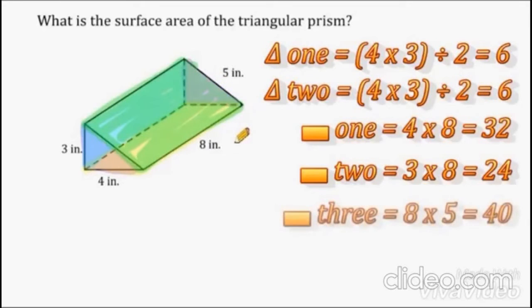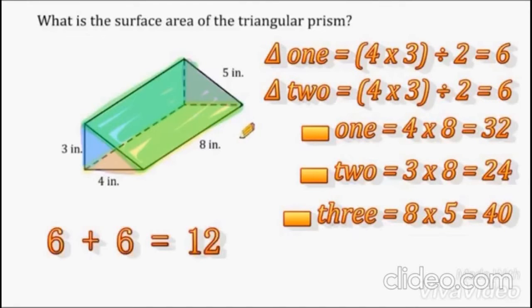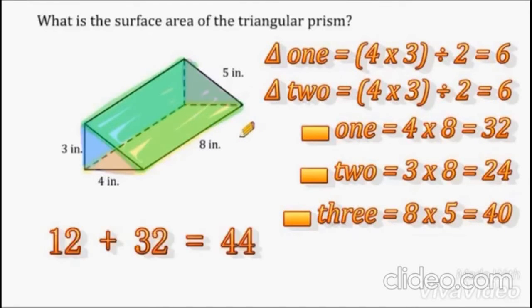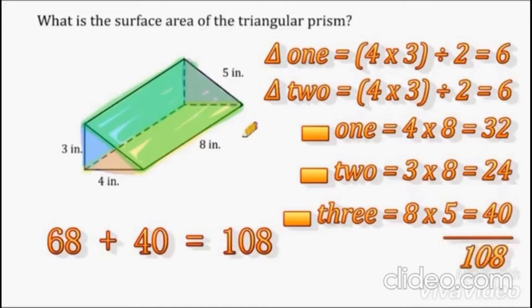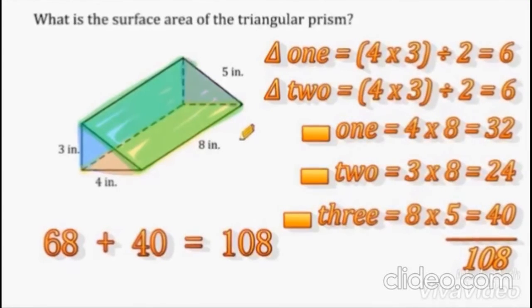Now that we know the area of 5 surfaces, let's go ahead and add them together to get our total surface area. So we have 6 plus 6, which is 12. Then we have to add 12 to 32, which is 44. And then 44 plus 24 more is 68. And 68 plus 40 more is 108. So the total surface area of the triangular prism is 108 square units.